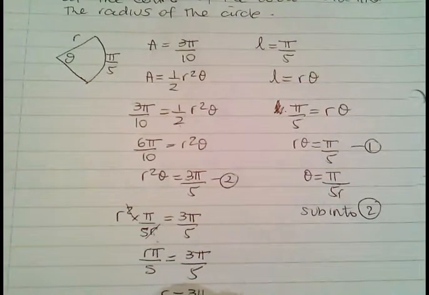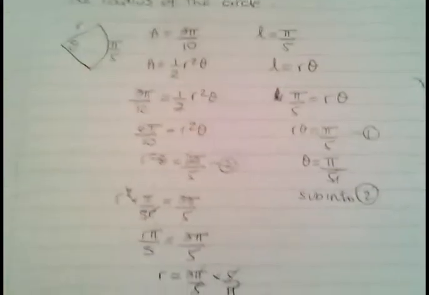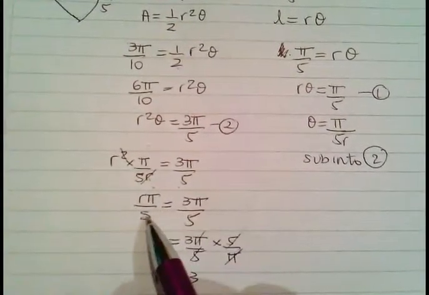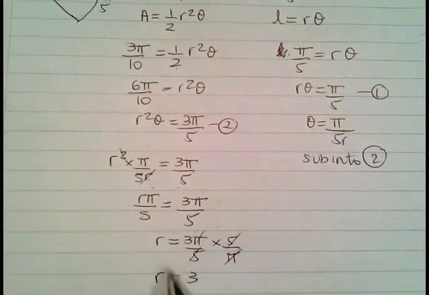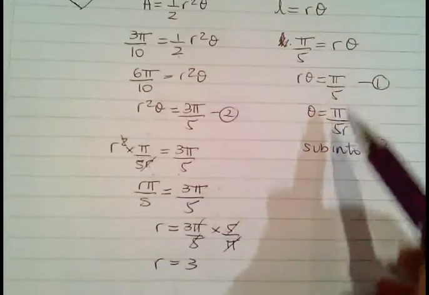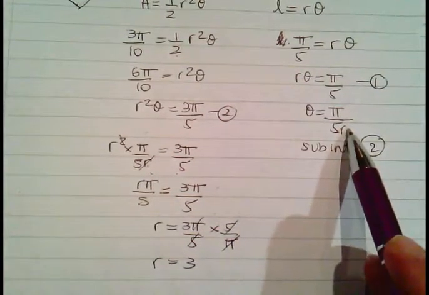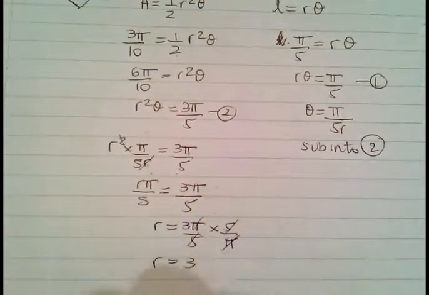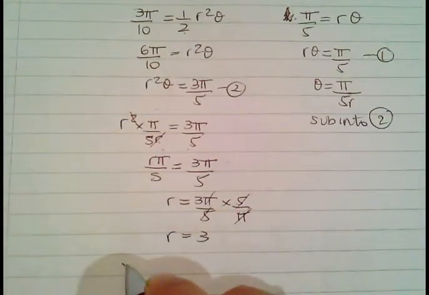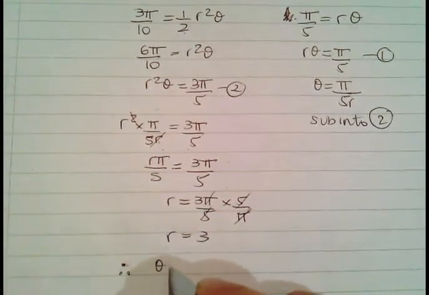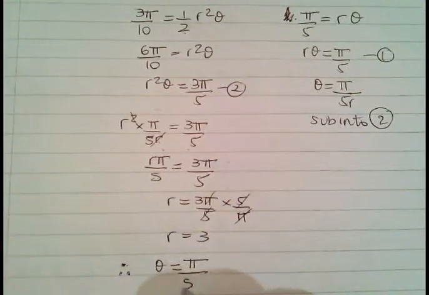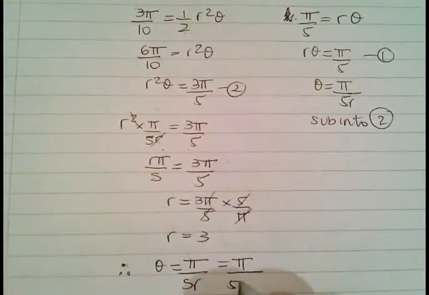Or we can say r is 3 pi over 5 times 5 over pi. These cancel, and so r is 3. So now that we know that the radius is 3, we can just substitute in here to work out theta. We know that theta is pi over 5r, which is pi over 5 times 3, which is pi over 15.